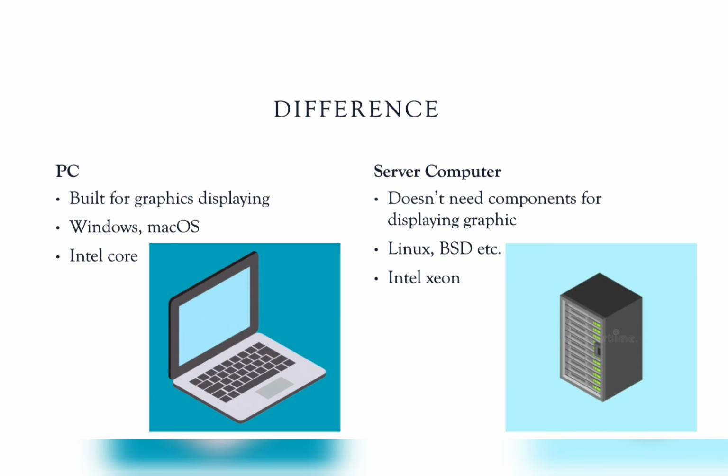Let's take an ordinary computer and a server as an example. The first and important difference is the purpose of these computers. An ordinary person needs beautiful and high quality graphics, so the ordinary PC works for graphics. But the server usually doesn't display graphics on the screen, therefore it doesn't have productive video cards.